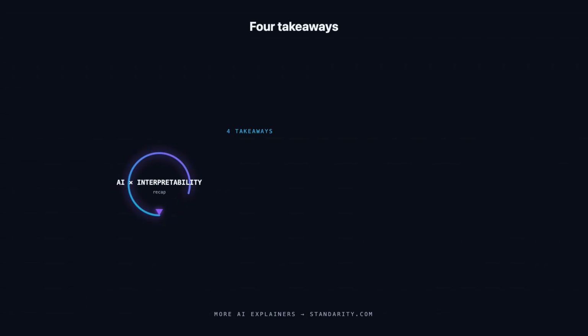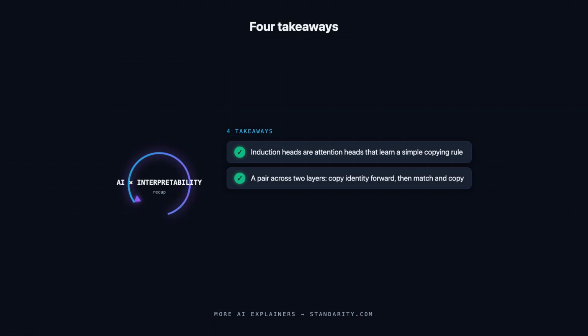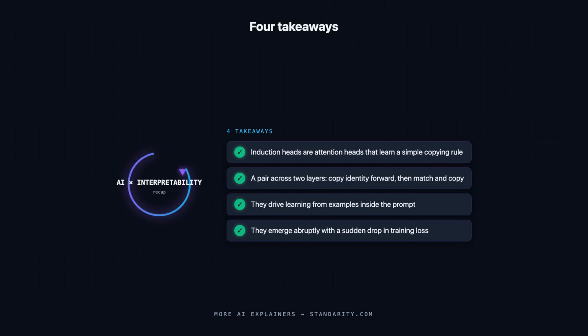All right, let us gather the essentials into a handful of takeaways worth carrying away from this one. Induction heads are specific attention heads that a transformer grows during training, and they implement a simple copying rule. They work as a pair across two layers. A previous token head copies identities forward, and the induction head matches a repeat and copies what followed it. That copying behavior, matching a repeated pattern and continuing it, is a major driver of how models learn from the examples sitting inside their own prompt. They emerge abruptly during training right alongside a sudden drop in loss, which is why they are a flagship result in mechanistic interpretability.